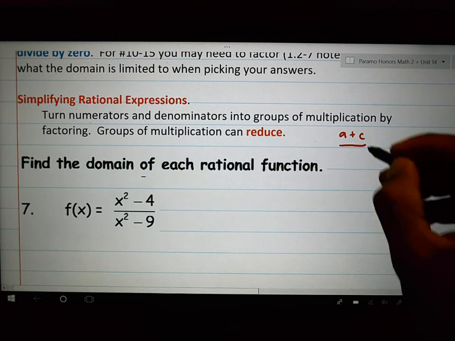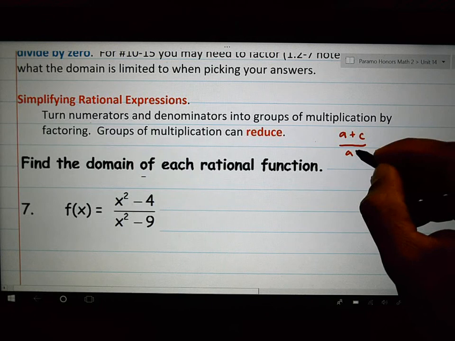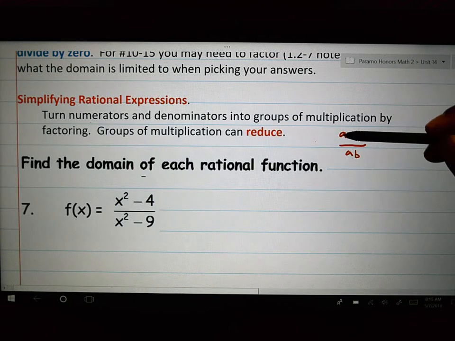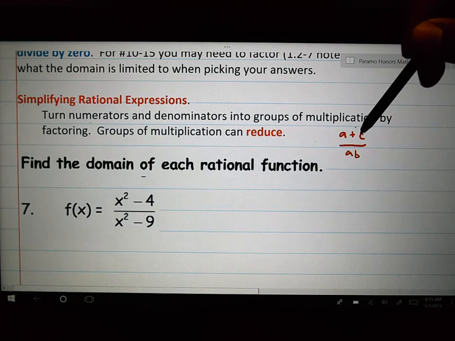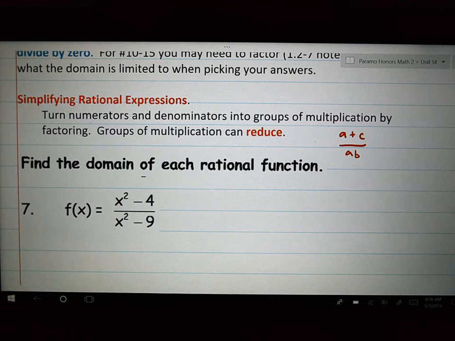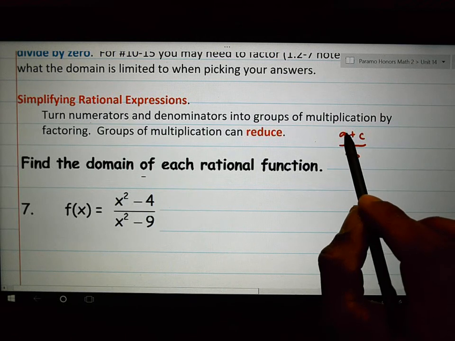over AB. You cannot reduce the A and the A. It does not reduce because this A is not a group of multiplication. This A is adding to the C. So I cannot reduce these because it's not a group of multiplication. Down here, A is multiplying B. We could reduce this one, but we cannot reduce that one.